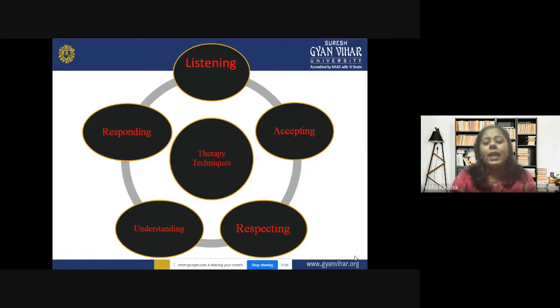Now the therapy techniques are listening. A therapist has to start listening to the client, to what he is saying, accepting his or her individuality, his role, respecting his individuality, his ideology, his viewpoints. Understanding: the therapist has to understand the feelings of the client. Responding: then he starts responding to solve the problems and how he has to deal with other people.